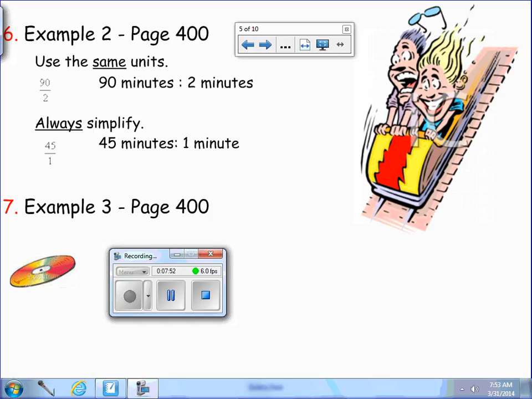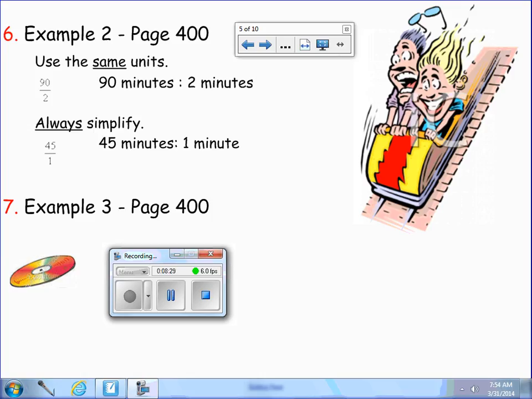You wait in line for 1.5 hours to ride a roller coaster. The ride lasts 2 minutes. What is the ratio of time spent in line to time spent on the ride? Okay, so you have a ride and you want to ride this ride, and so you stand in line for 1.5 hours for 2 minutes of fun. So we're going to put that in a ratio. But we notice that the first unit is in hours and the second unit is 2 minutes of fun. So we need to put them in the same units.